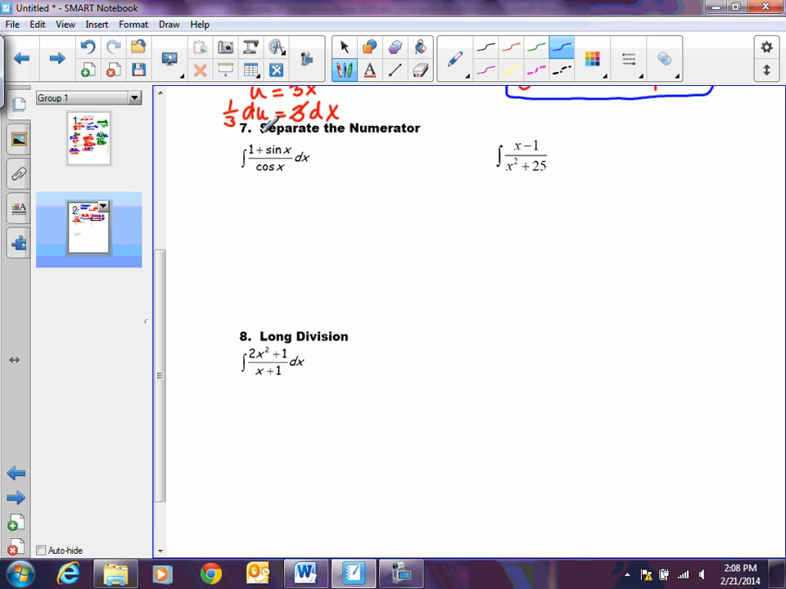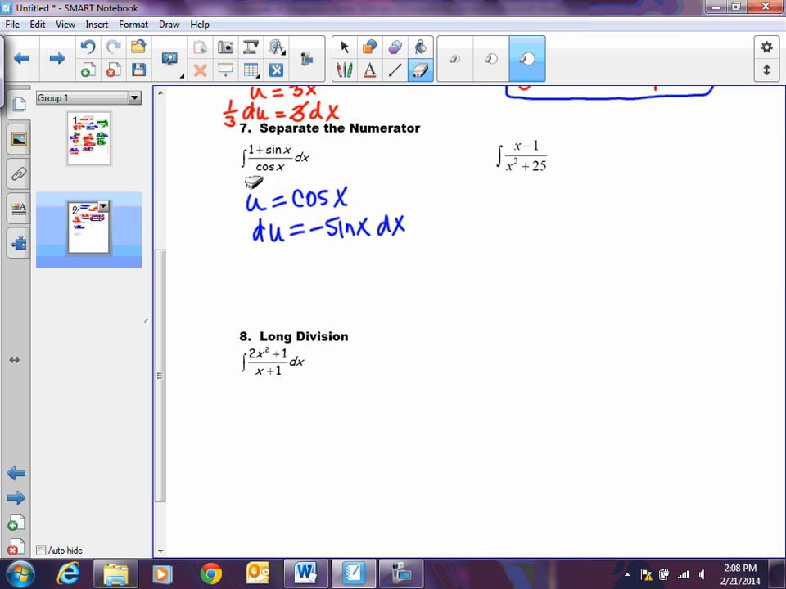So what I mean by this is, we see separate the numerator. Don't write this down. But if you were doing just a U substitution, you may say, oh, let U be the denominator. Then du is negative sine x dx. But, you know, this is 1 plus sine x. That doesn't make sense. Okay, so you get stuck here. It doesn't make sense for me to do 1 minus du at the top.